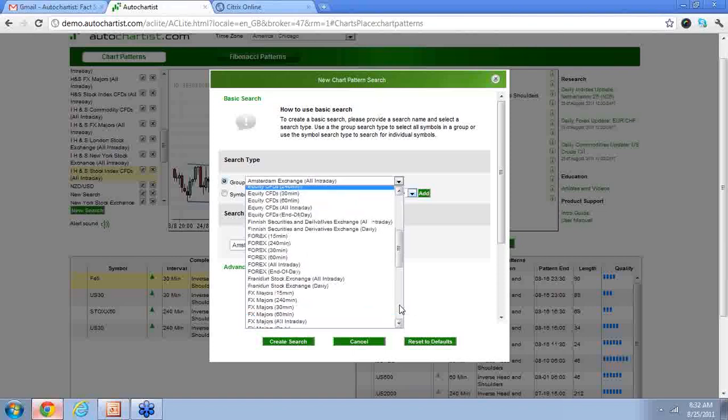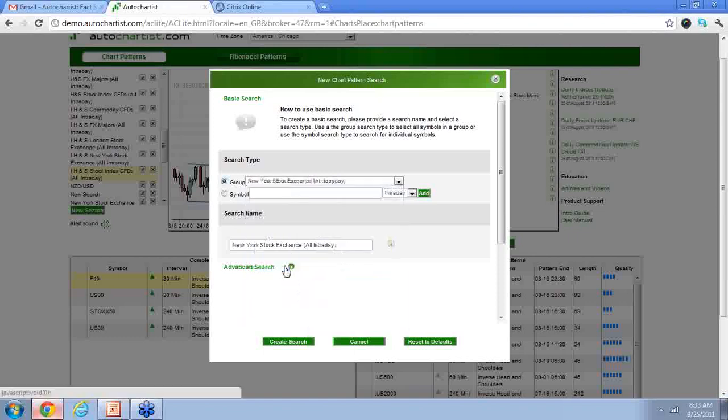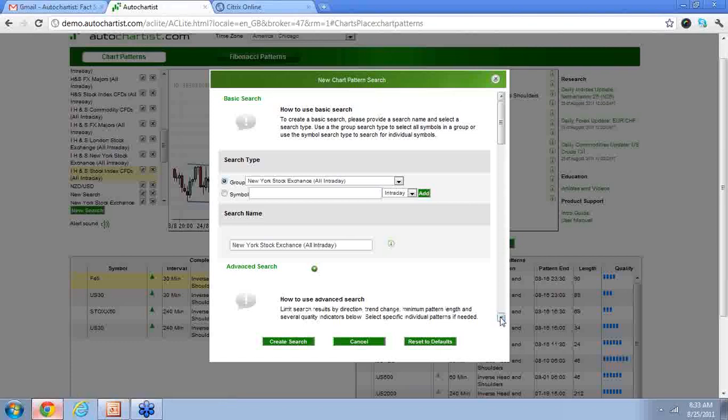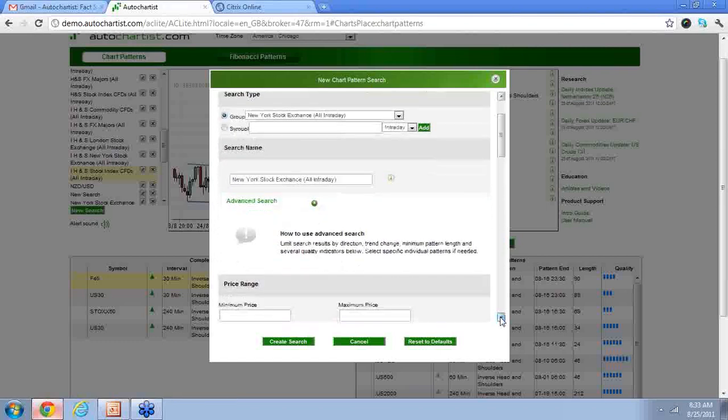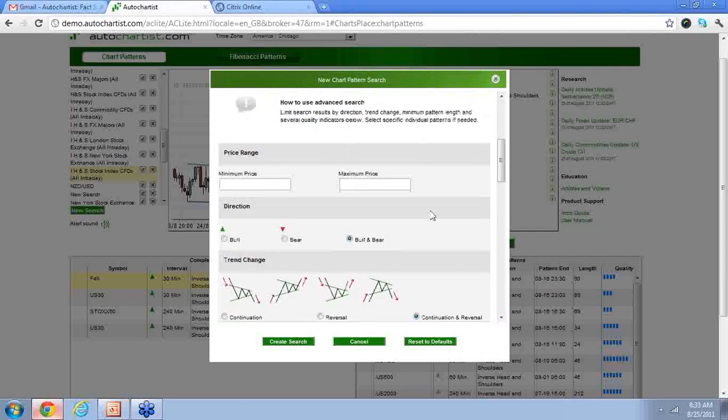So in this case, with the New York market just about opening, we can select New York Stock Exchange all intraday. I have a huge selection here of various exchanges and various asset classes. So if I select New York Stock Exchange intraday, that's going to be the group I'm looking at. Okay, now I can go to Advanced Search down here, and I can scroll down, and I can look at various filters.